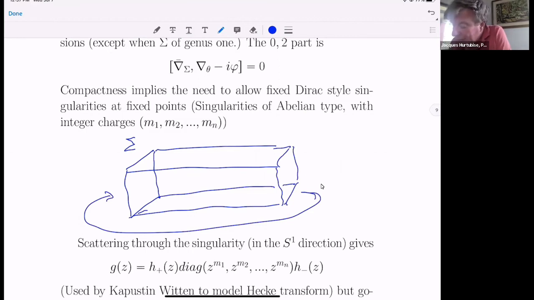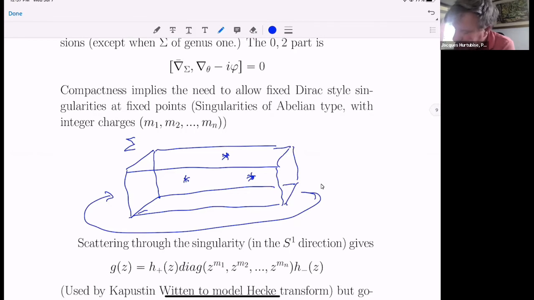So monopoles don't live well. They're not happy on compact manifolds. They tend to be constant, or they're boring. And so what you do is you allow singularities that are precisely of the type studied by Dirac in his 1931 paper. So they have poles. And so you can scatter through these poles.